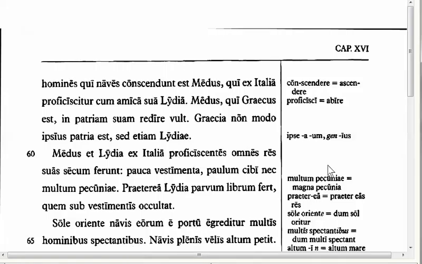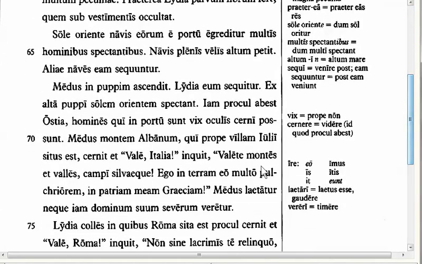The next feature I want to point out is in line 72, and we have ego in terra eo multo pulchriorem in patriam meam Graeciam. So I, eo, am going into a land much more beautiful, into my homeland of Greece.